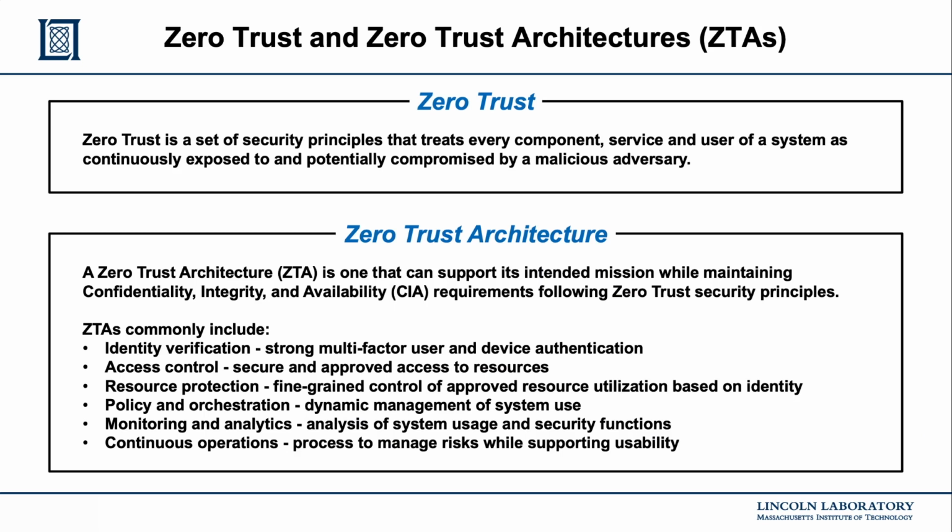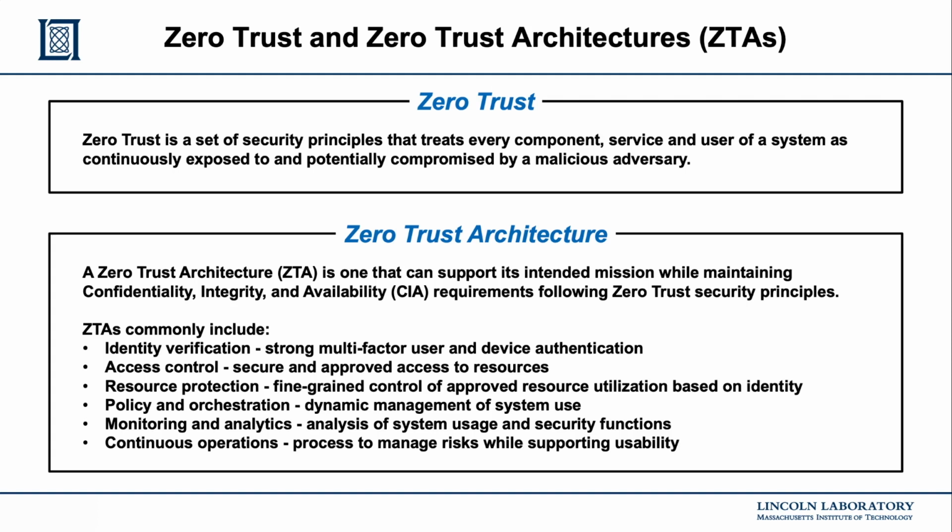So as we talked about already, our definition of zero trust is that it really is just a set of security principles, and it treats every component, service, and user of a system as continually exposed to and potentially compromised by a malicious adversary. A zero trust architecture is a computing system that is built following the zero trust principle. Of course, it's built to support its intended mission, and it protects its data and applications following what's most required in terms of confidentiality, integrity, and availability.